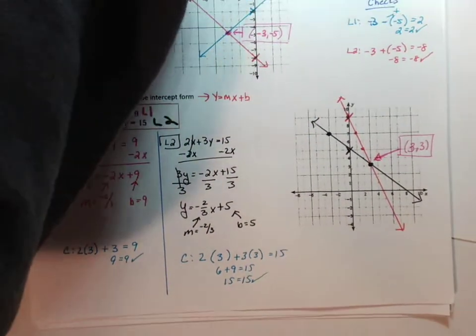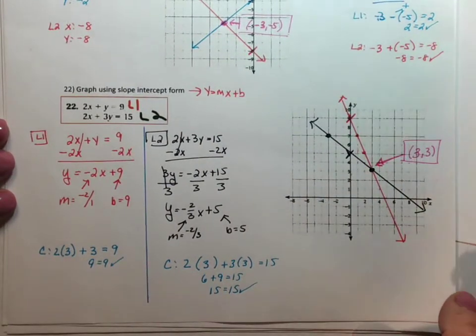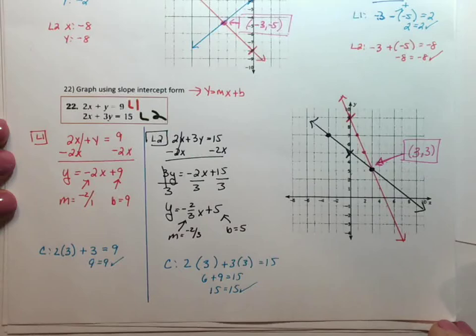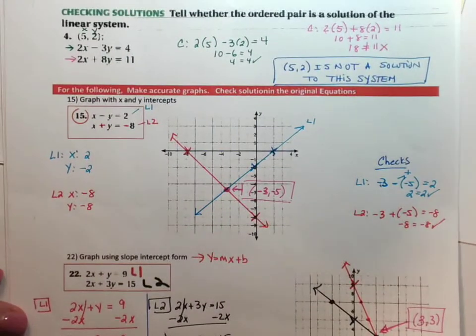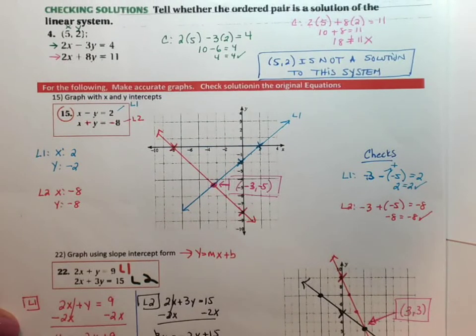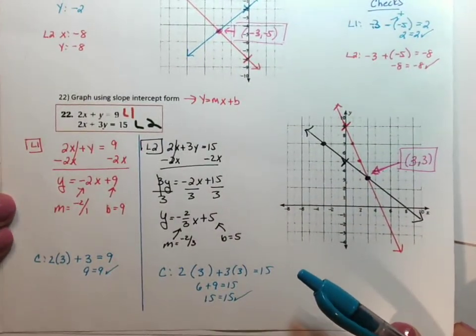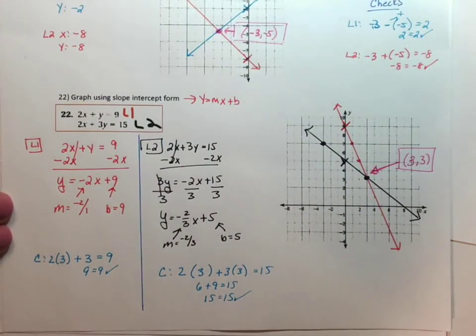Okay. So that is the answer to number 22. And that is the complete answer for number 15. So you can see, if you can graph one line, you can graph two lines, and you can solve these systems of equations. So that's the end of the second part. And the third part will be coming up shortly, which is solving special cases.